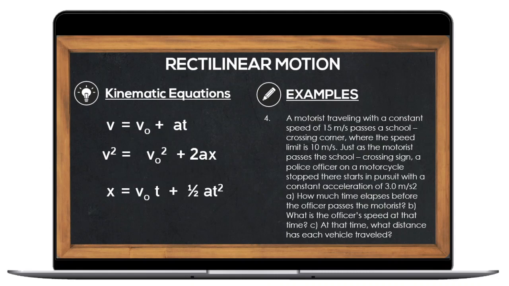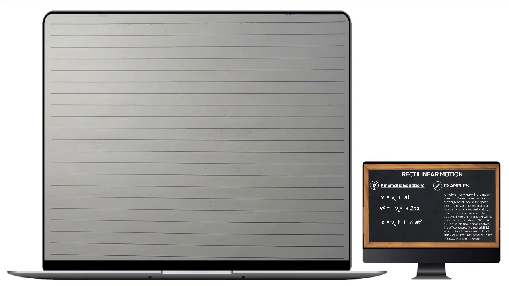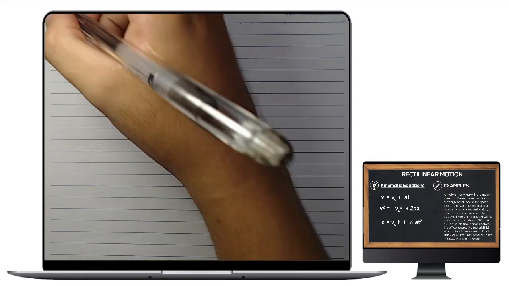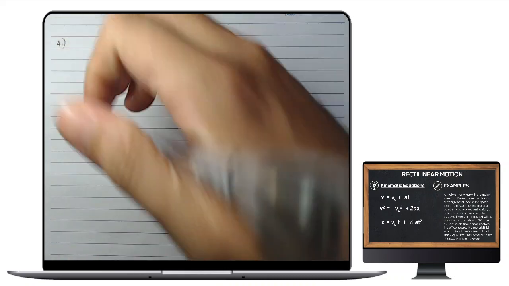So that is what it means when the officer passes the motorist. He is at the same distance with the motorist. And letter B, what is the officer's speed at that time? And at that time, what distance has each vehicle traveled? Okay, so let's solve this. So again, let's draw the figure for problem number 4.